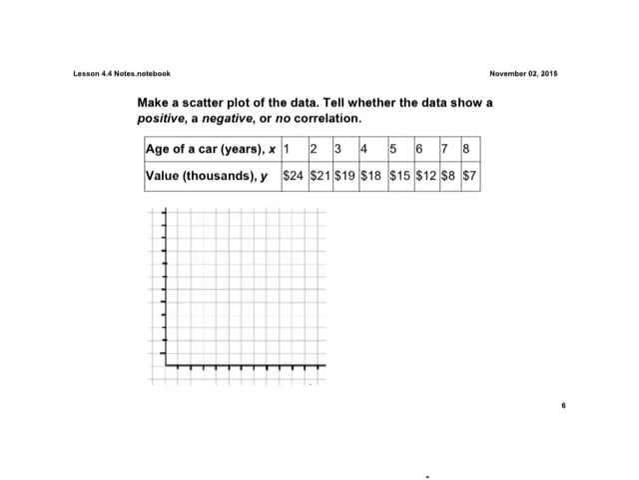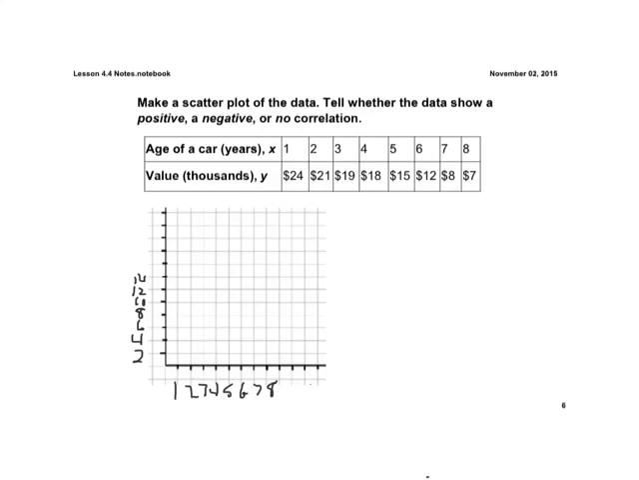All right, this requires a little more work. We need to make a scatter plot. They give us a bunch of points. These are actually just XY coordinates, they're ordered pairs. For the first one, we have age of a car in years, and the value in thousands of dollars. So on our x-axis, we will label 1, 2, 3, 4, 5, 6, 7, 8. Now our y-axis, let's count by 2s. Over here we have value in thousands, so 2, 4, 6.